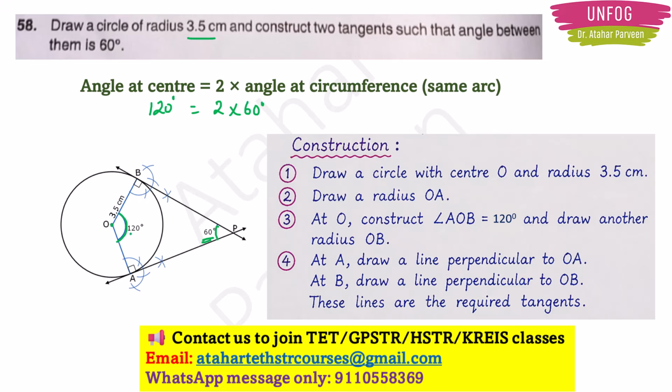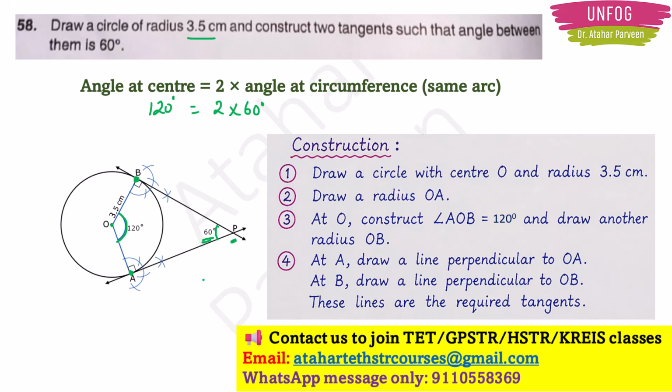Once you construct two radii with 120 degree between them, then you can construct one perpendicular at B and one perpendicular at A, and then extend those two perpendicular lines to meet at point P, which will give you the tangents. So PB and PA are the required tangents here. You understand my point, right? See, for 2 marks they are asking this type of construction. So you should be thorough with the simple logics and simple theorems. Okay friends, clear, right? So by this the 2 mark questions end here.